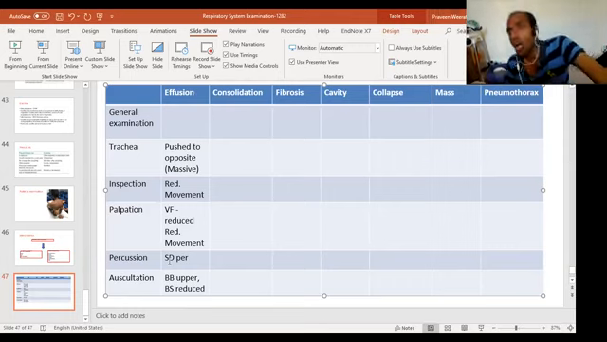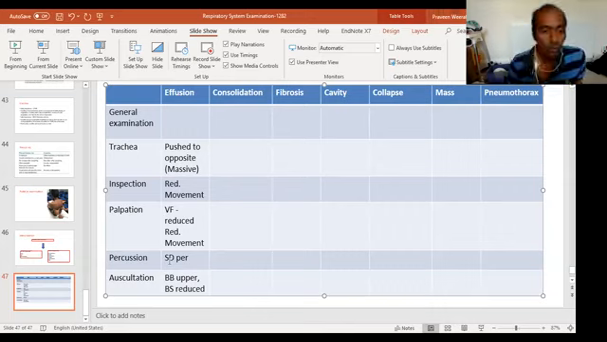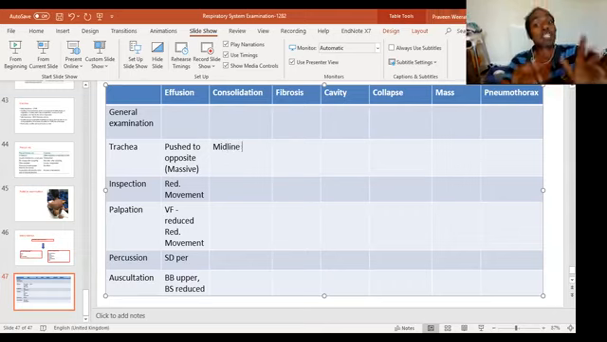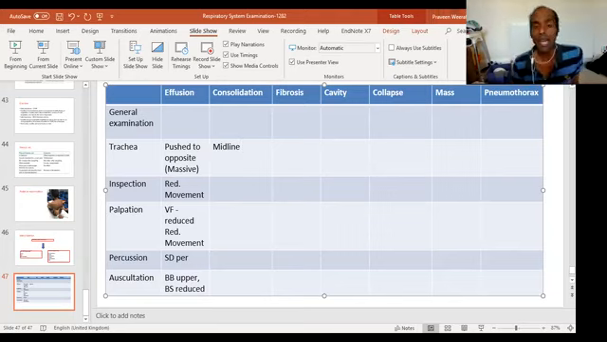Consolidation. Now, consolidation, remember, is what you get in lobar pneumonia, where there is fluid in the alveolar space. Is the trachea affected? No. So the trachea is in the midline. Remember, trachea is not central. Trachea is never central. It is anterior. So use the word midline. Don't use the word central. That's the wrong word. So trachea is in the midline in consolidation.